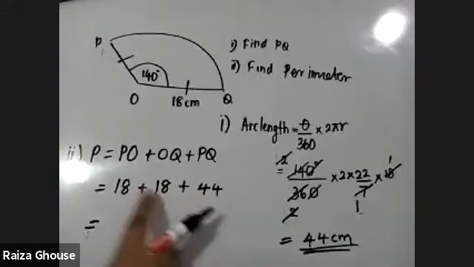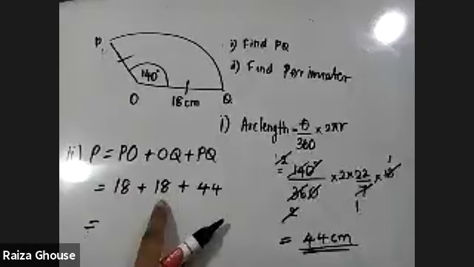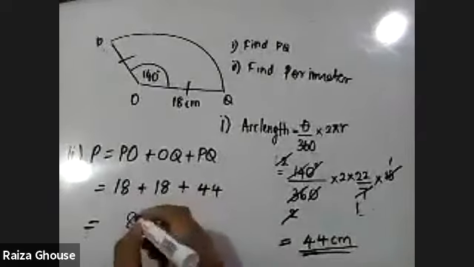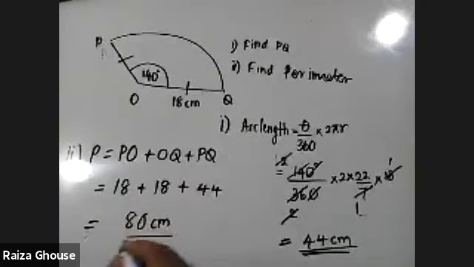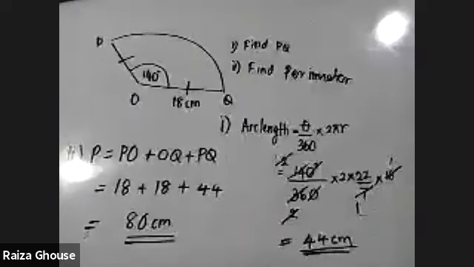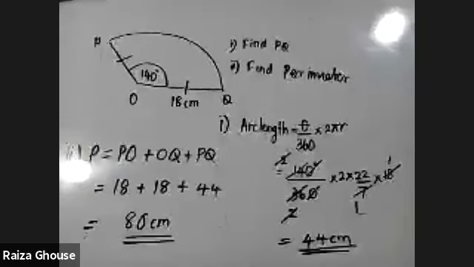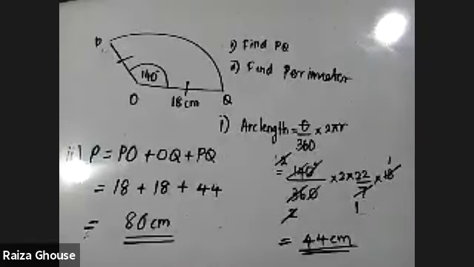40, 50, 60. 68 plus 12. What do you get then? Who found the answer? 80 centimeter. Very good, 80 centimeters. 68 plus 12, you are getting 80 centimeters. Perimeter is 80, arc length is 44. Is that clear? So don't worry if you have not done correctly. We'll go to the second question.